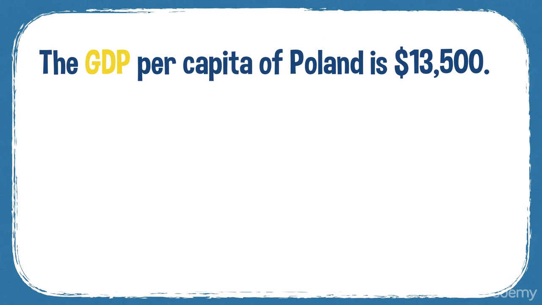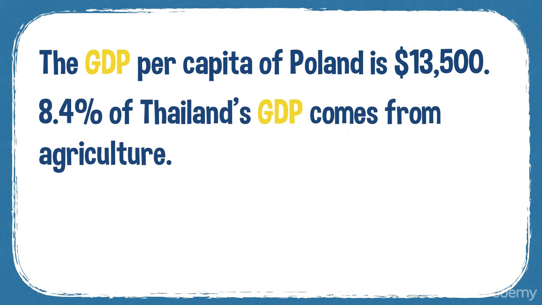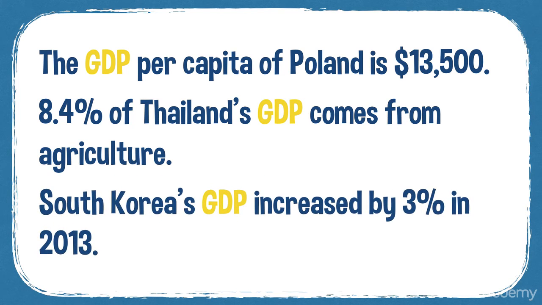So, for example, we say things like the GDP per capita of Poland is $13,500. Capita means head. So, in other words, the GDP per capita means the GDP per person of Poland. And you calculate that, you take the GDP of Poland and divide it by the number of people in the country, and it shows you how much wealth each person has. 8.4% of Thailand's GDP comes from agriculture. South Korea's GDP increased by 3% in 2013.